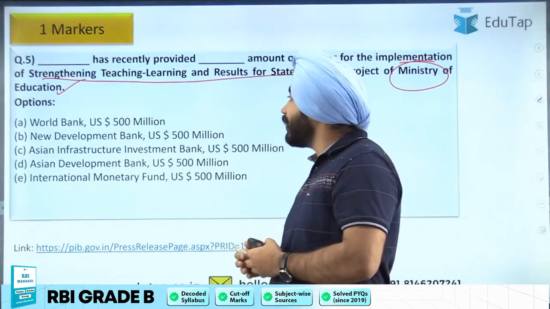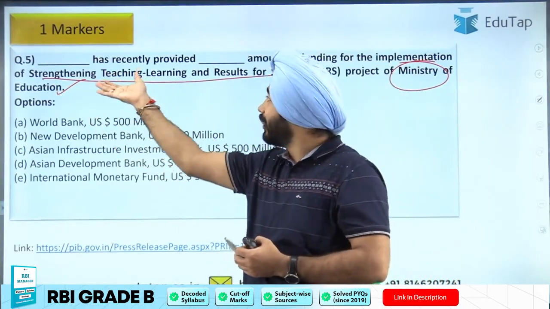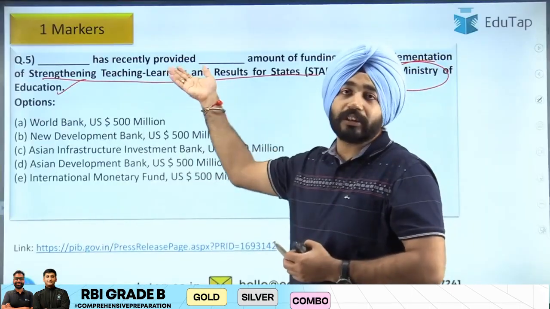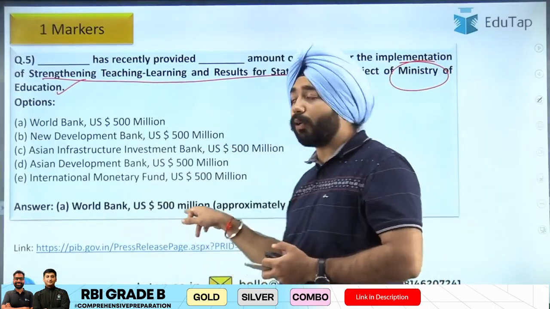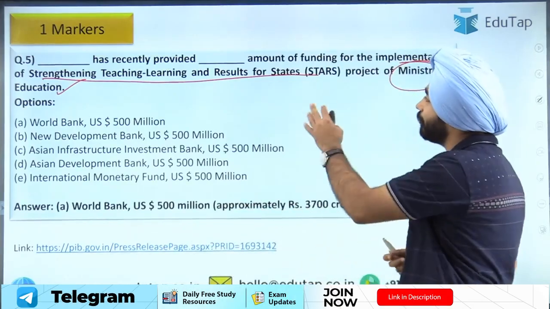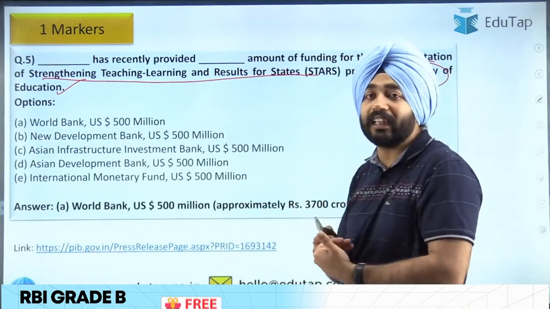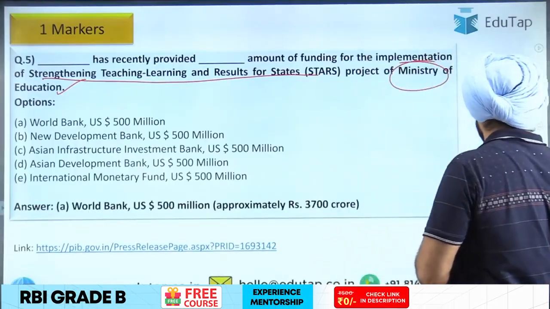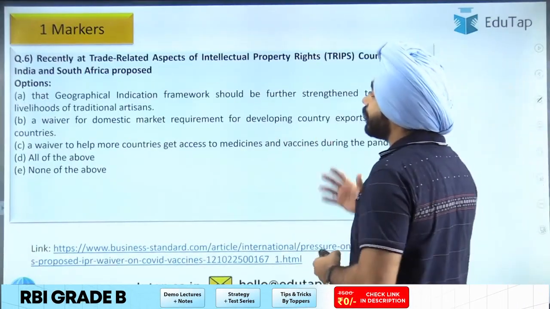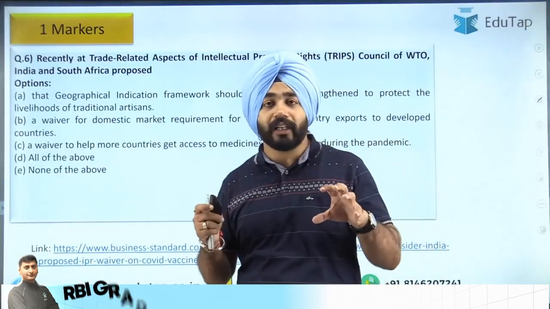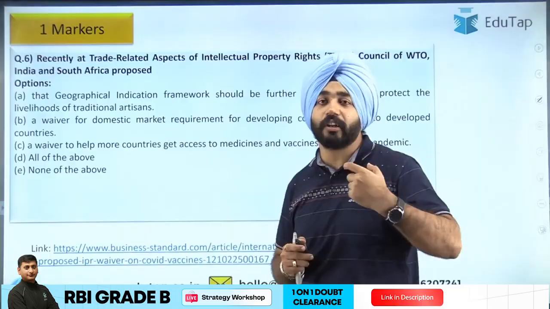ठीक है, so now guys, the question is which among the following organizations has provided money to the STARS project? The answer was that it is an initiative of the World Bank, and around $500 million was given for that specific STARS project, which means current developments or latest developments related to the syllabus were being asked there. चलिए, next question is TRIPS. तो देखो WTO very important thing. WTO is very important for the syllabus. ठीक है, directly mentioned the World Trade Organization.